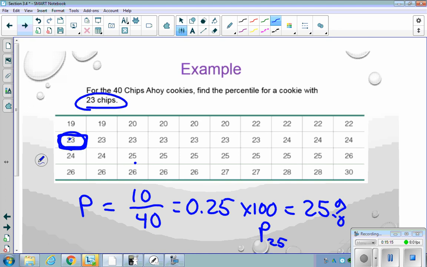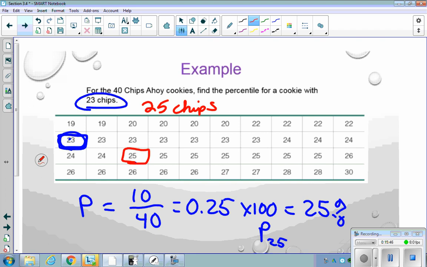Okay, so the question was, what if you were trying to find the percentile for one with 25 chips? So we'll put that in red. And just like I did before, I'm going to look through my data and I'm going to determine that this is where the first 25 chip cookie starts. So now I'm going to count my number of pieces of data.